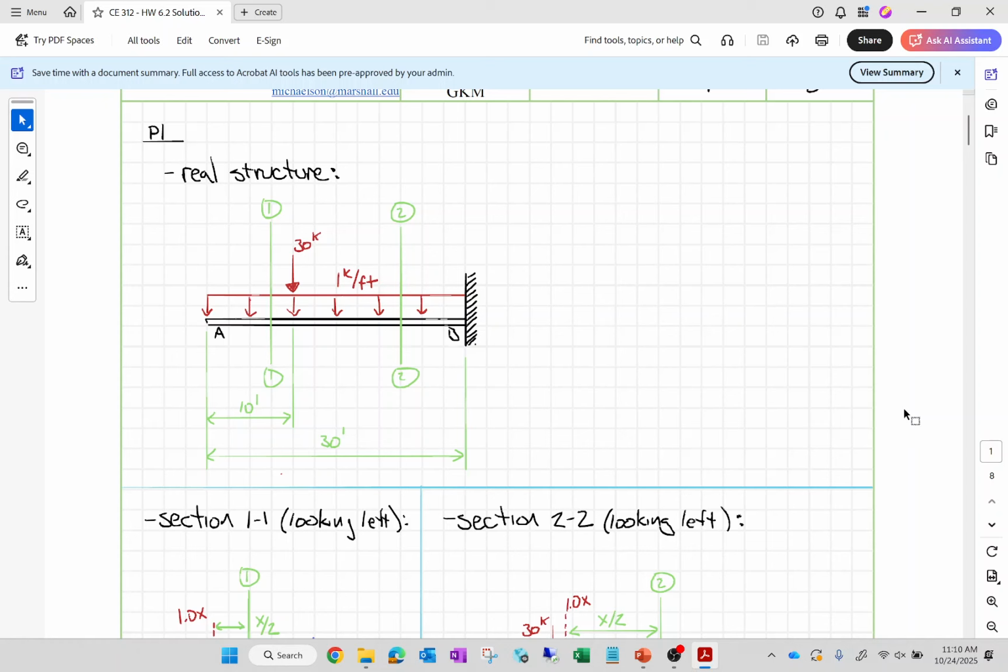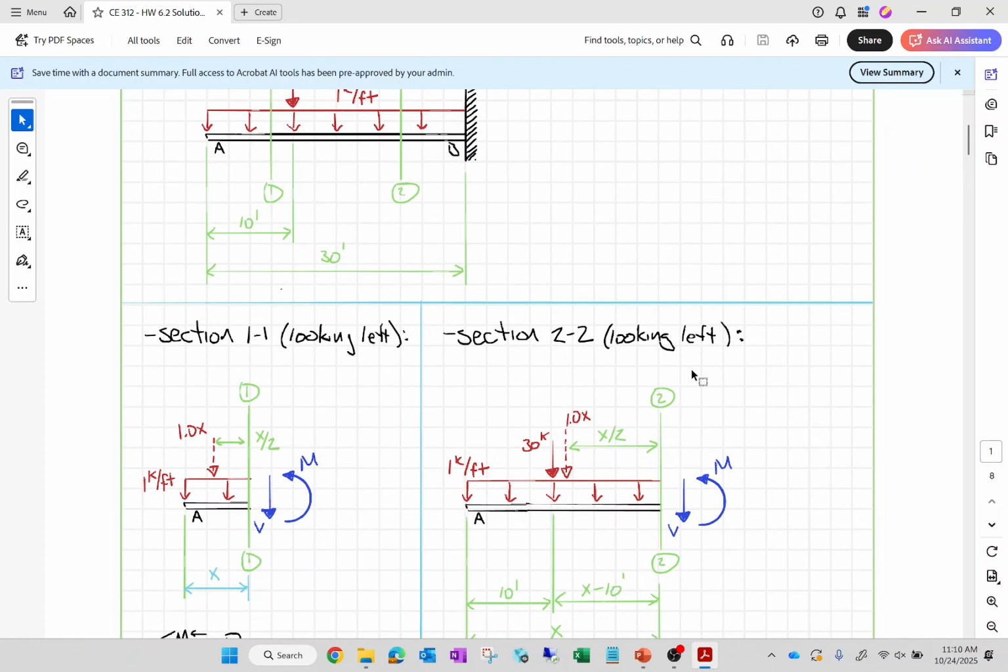And the reason I did that is because when you cut a section and look to the left, you don't need to consider the support reactions. Like, you don't need to worry about it, okay? So we cut a section, look to the left. We still have 1x times x over 2 as our moment from the distributed load. That doesn't change here or here.